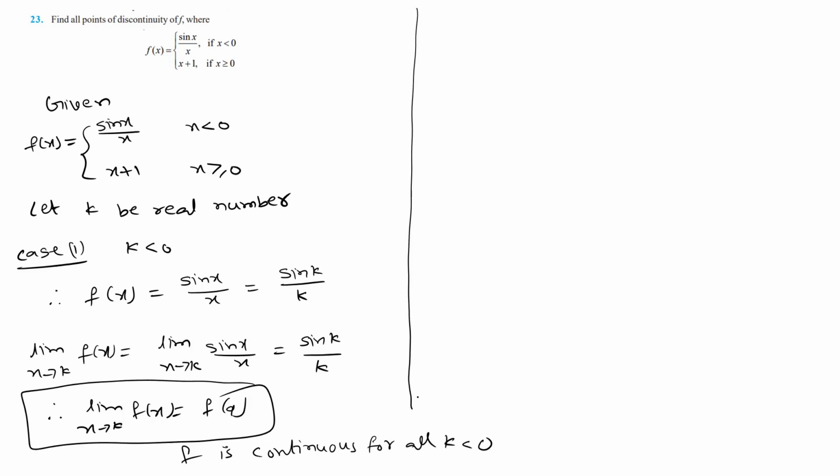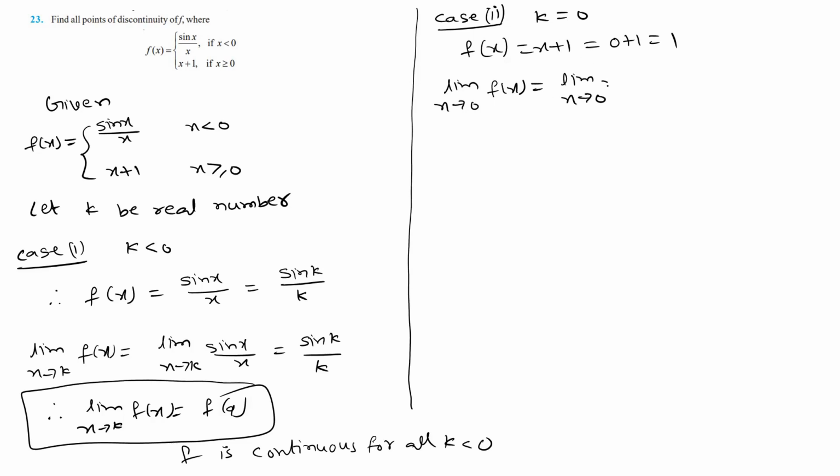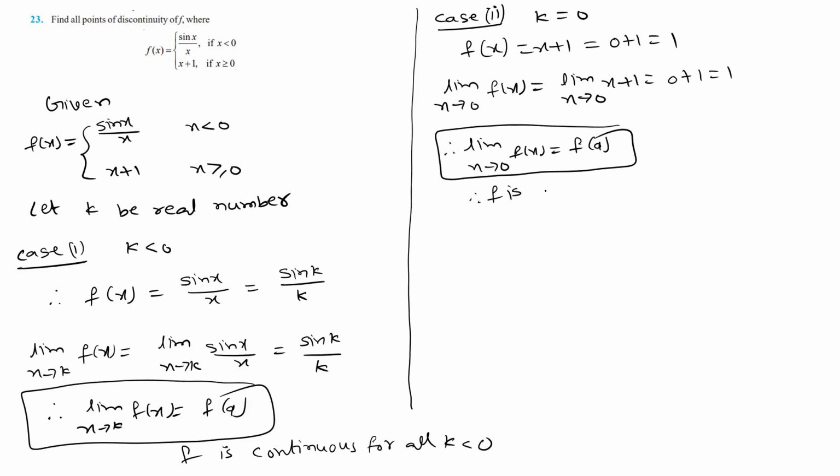Next, the second case is k equal to 0. Here f of x is x plus 1. So f of 0 is 0 plus 1, which is equal to 1. The limit as x tends to 0 of f of x is the limit of x plus 1, which is 0 plus 1, equal to 1. Therefore, the limit as x tends to 0 of f of x is equal to f of 0, so f is continuous at x equal to 0. Next, the case is k greater than 0.